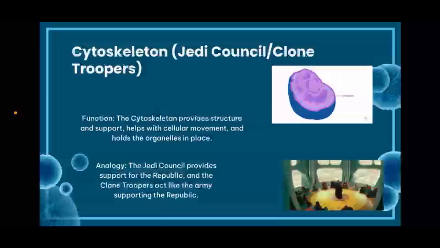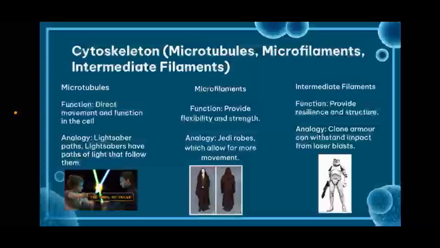The cytoskeleton provides structure and support, helps with cellular movement, and holds the organelles in place, much like the Jedi Council provides support for the Republic, and the clone troopers that work underneath the Jedi Council act like an army that also supports the Republic. The parts of the cytoskeleton are the microtubules, microfilaments, and intermediate filaments.